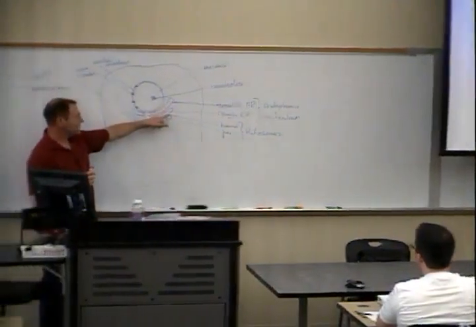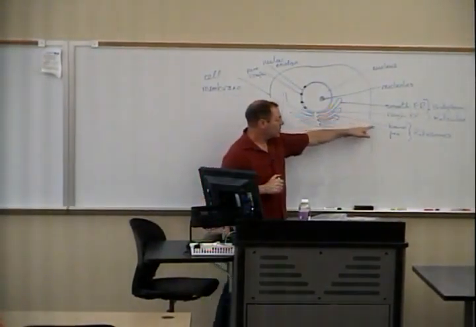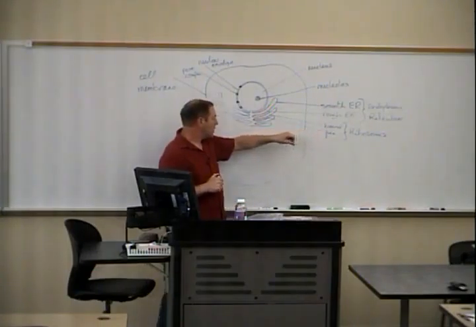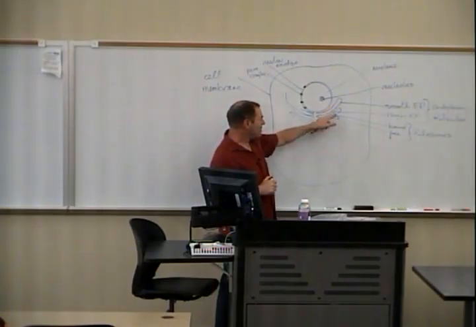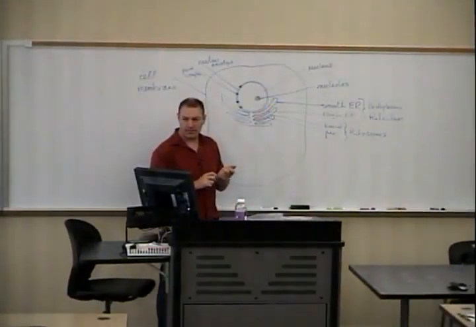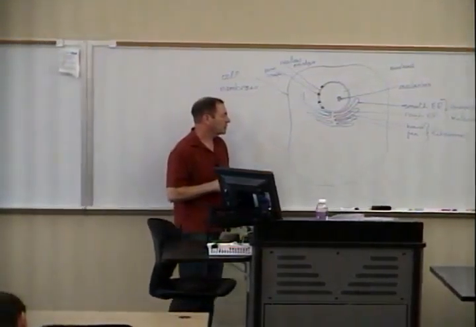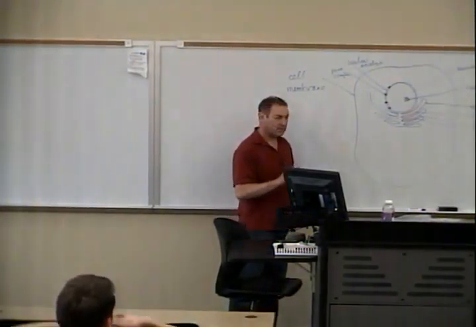The ones that are attached, kind of embedded but attached to the ER, they're bound ribosomes. Bound ribosomes. And the ones that are just sort of floating in the cytoplasm outside of the ER and unattached are called free ribosomes. Okay, good so far?